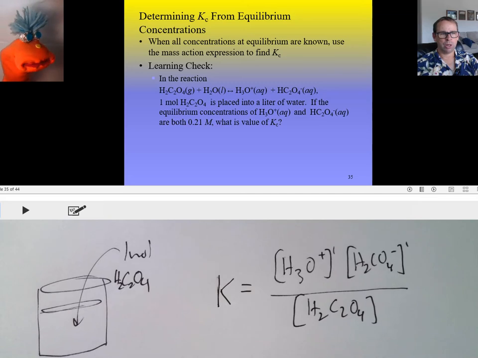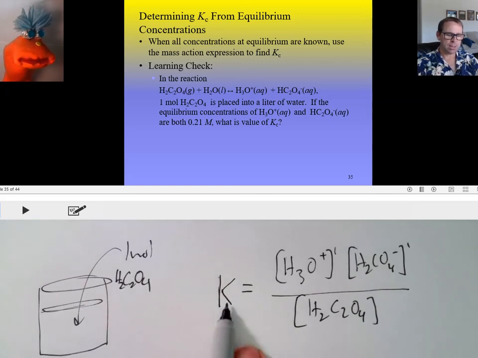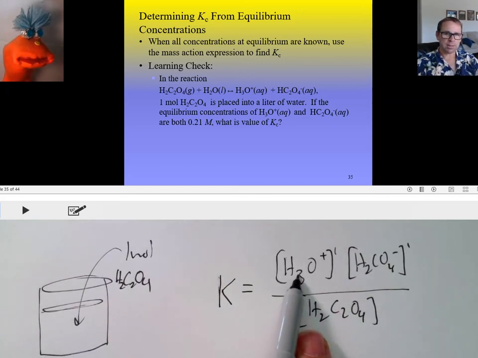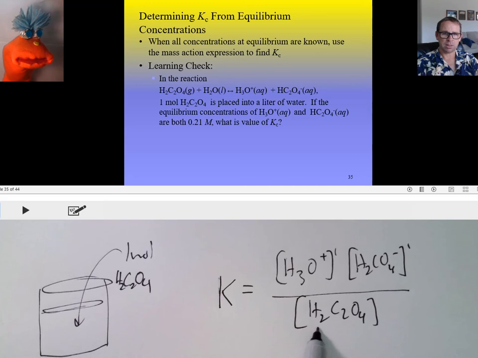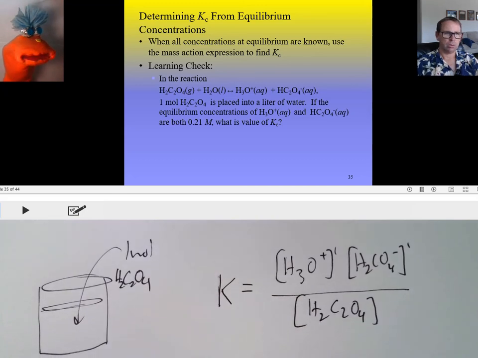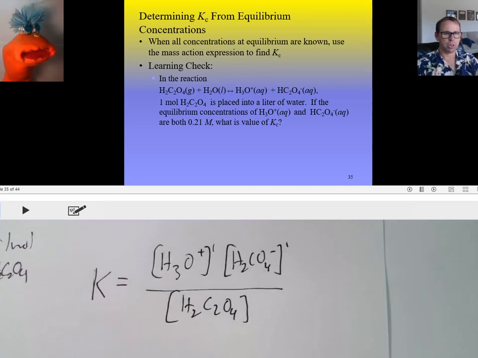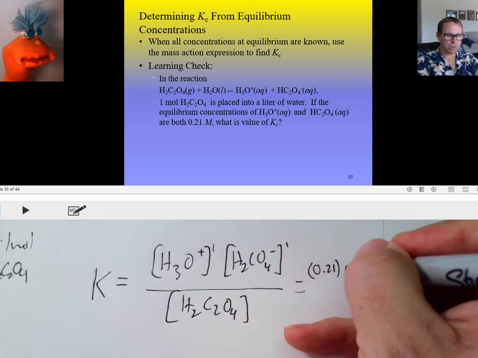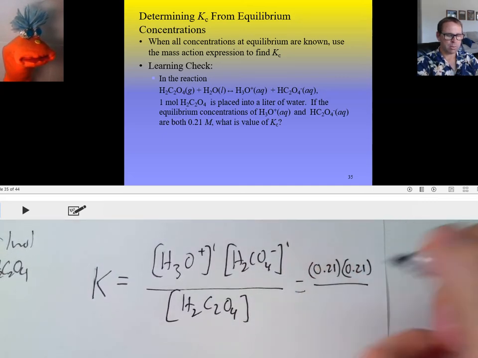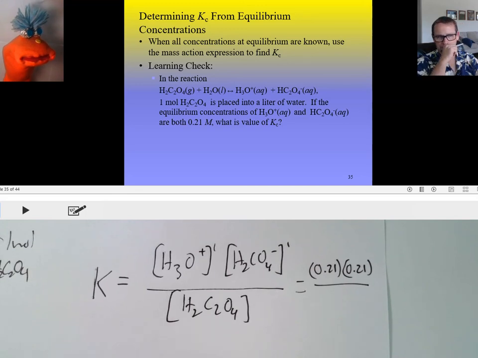Well, I don't know where to go from there. I think I understand what's going on. You're putting that reactant in, and you get some of the products, and you find out you got 0.21, but I don't know how you find K. Well, K is equal to the concentration of this at equilibrium times the concentration of this at equilibrium, which we were told is 0.21, divided by the concentration of this at equilibrium. Well, do we know the concentration of the third one? We know the concentration of the other two, I guess. That's right. So 0.21 times 0.21 divided by, and what's the concentration of that at equilibrium?